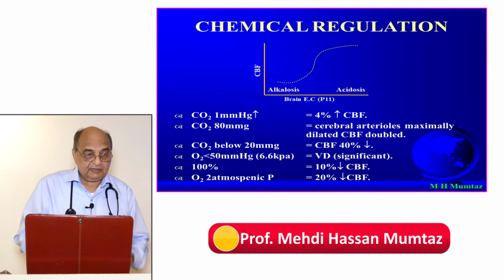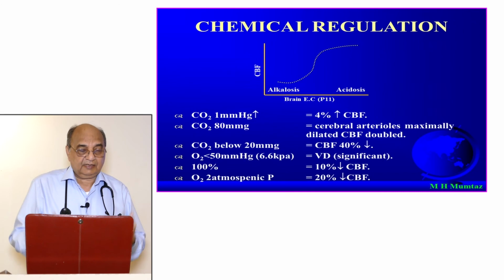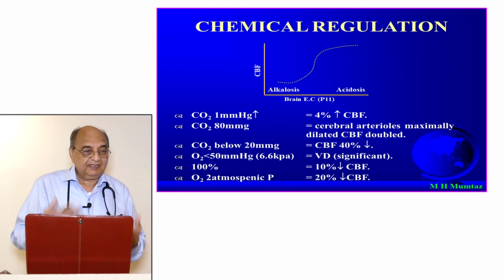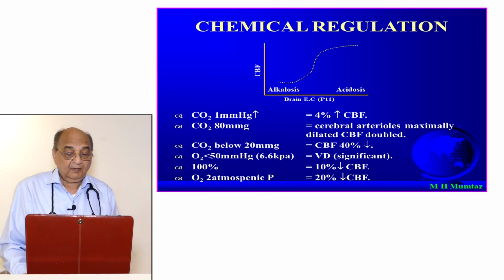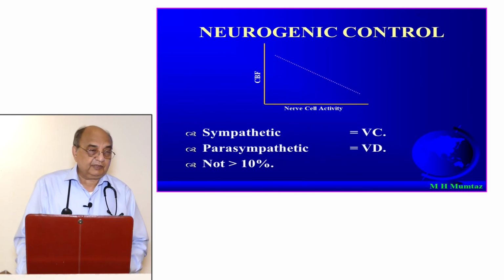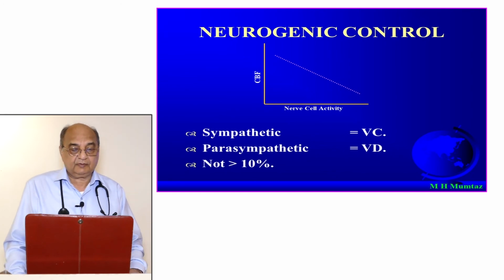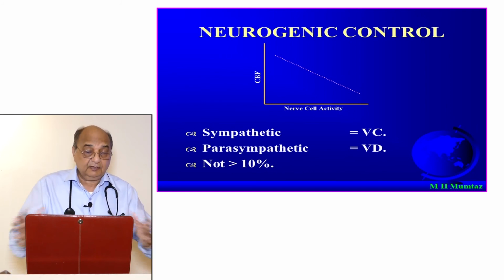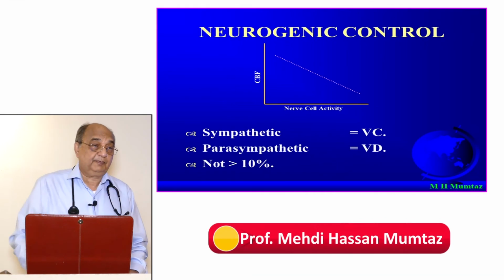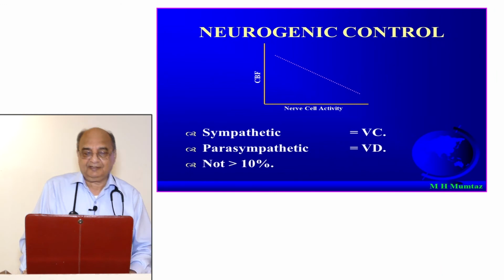So these things have to be kept in mind. When the patient is in ICU, keep these things in your mind because they can affect tremendously the quality of care of the patient. So it will have to go along with the patient. Look at the blood gases. Then neurogenically, if you stimulate the sympathetic system, it causes vasoconstriction and will reduce the cerebral blood flow. If you stimulate the parasympathetic system, it will cause vasodilatation, that will increase the blood flow to the brain. That's inversely linearly related.